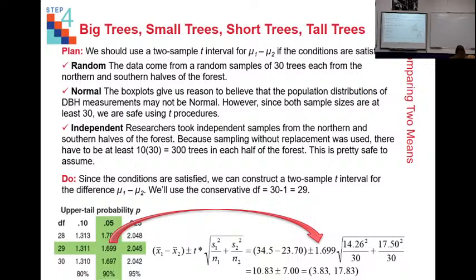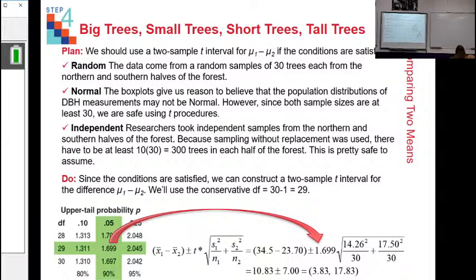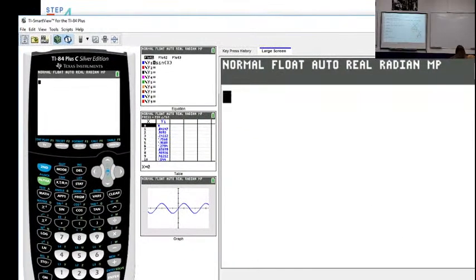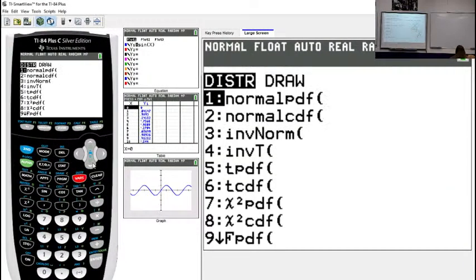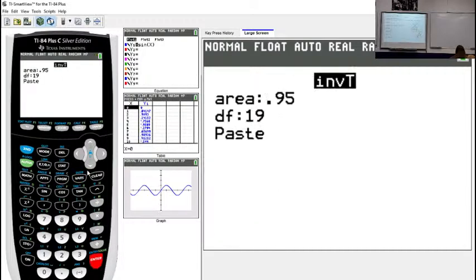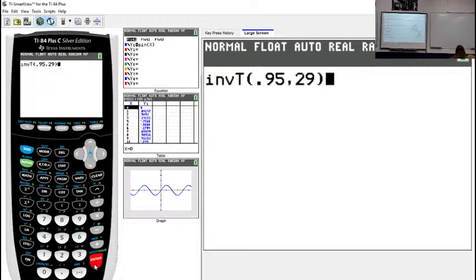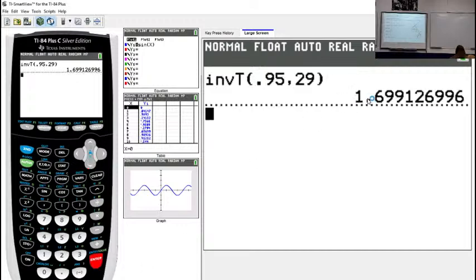First off, to remind you how to get the t-scores, that's going to be inverse t on your calculator. It's in second distribution, the same place that inverse norm is, except here it's inverse t. Area to the left is 0.95, because we have the 90% in the middle plus 5% in the tail. Degrees of freedom was 29, or 30 minus 1. And there it is. So that's how we get our t-score.